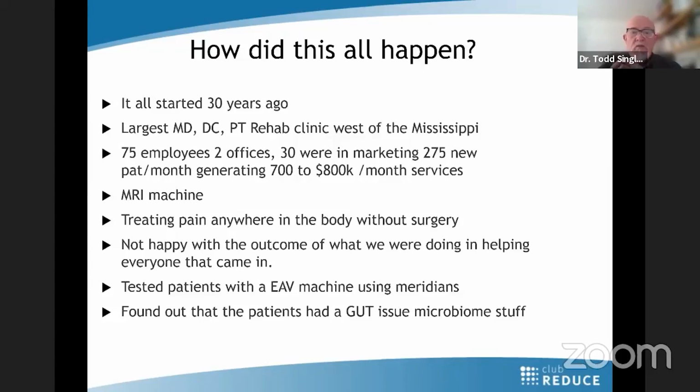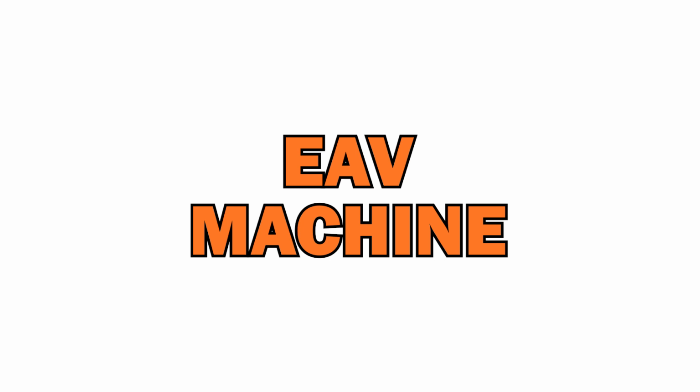That was amazing. So we were treating pain anywhere in the body without surgery, with injections done by the medical doctor. This is before everybody's doing stem cells and PRP and ozone and all that today. So we were ahead of the curve, but there were like 70% that were doing well. And then there were 30% that weren't doing well. So I started testing patients on this EAV machine that I had using the meridians.